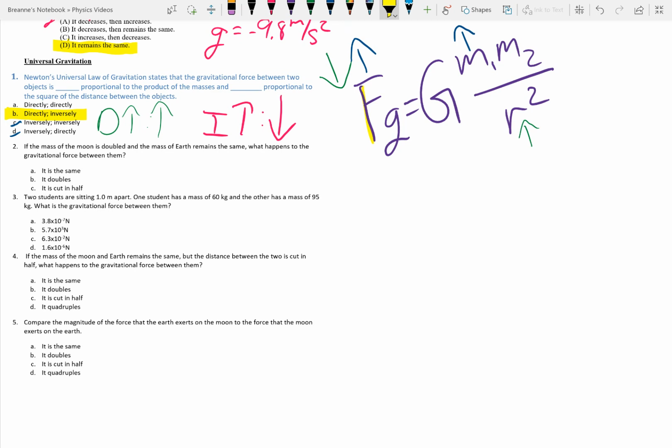Okay, so if the mass of the moon is doubled, the mass of the Earth remains the same, what happens to the gravitational force between them? So again, we look at our equation.